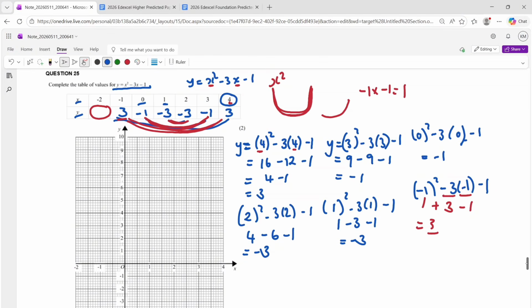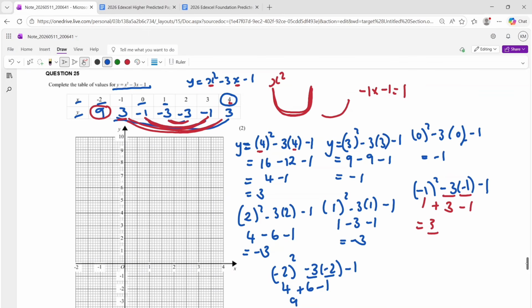So now I've got to do this one. Negative 2 squared minus 3 lots of negative 2, take 1. Negative 2 squared is negative 2 times negative 2, which is positive 4. Negative 3 times negative 2 is positive 6. Take 1. 4 add 6 is 10. Take away 1 is 9. So my last point there is 9.